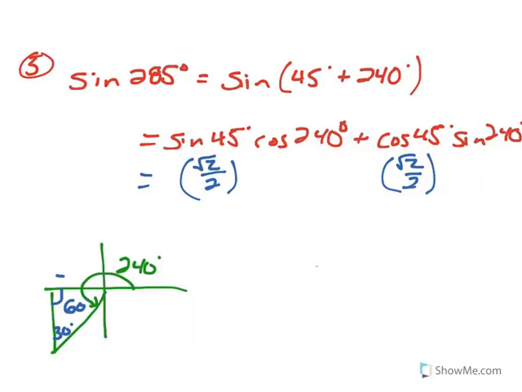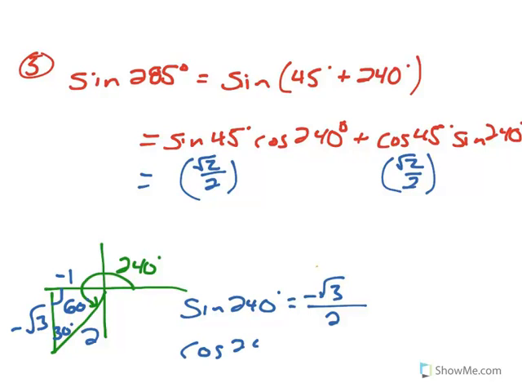Opposite 30 is going to be negative 1. We're in quadrant 3, so it's negative. Opposite 60 is negative square root of 3. We're in quadrant 3, so we go down, it's negative. R is always positive, it's 2. Sine of 240 degrees is going to be equal to the opposite leg, which is the y value, negative square root of 3, over the r value of 2. Cosine of 240 degrees is the x value, negative 1, over the r value of 2.